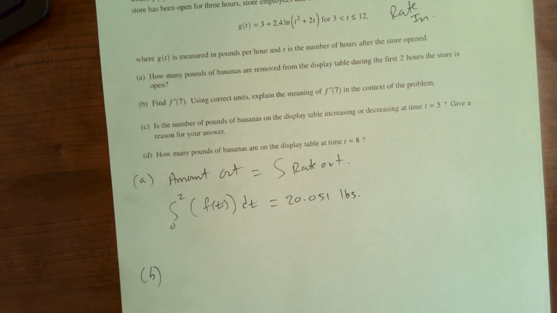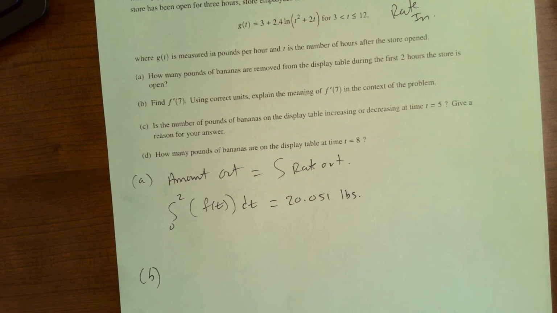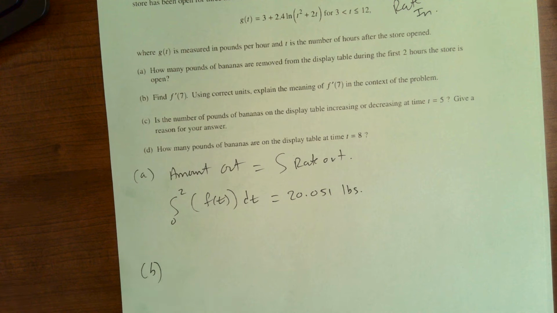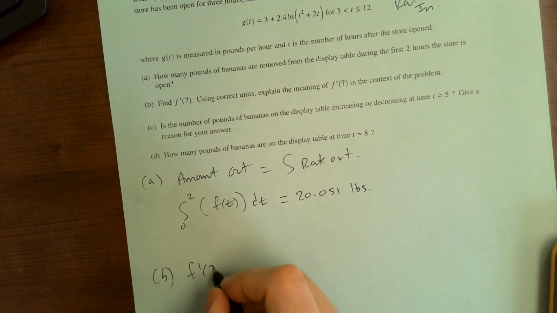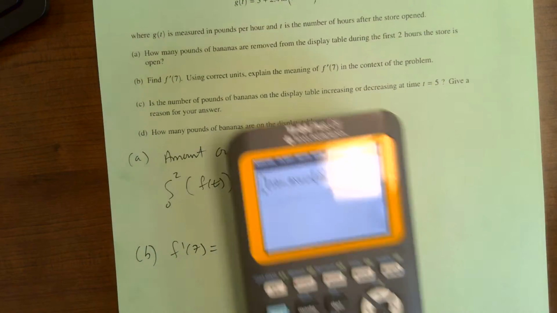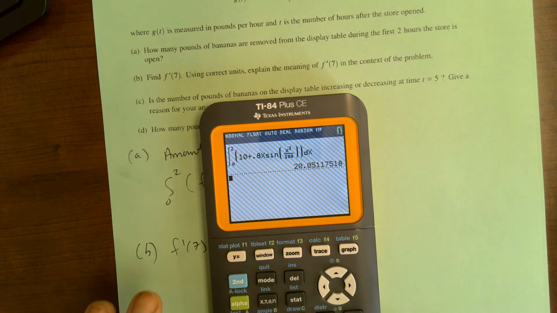Find f prime of 7. Using correct units, explain the meaning of f prime of 7 in the context of the problem. Guys, when you're on a calculator section, in a situation where you're trying to find an integral over a given interval or a derivative at a certain time, you could use math 9 and math 8. Okay, so it's math 8 for derivatives. So f prime of 7. So I go math 8.